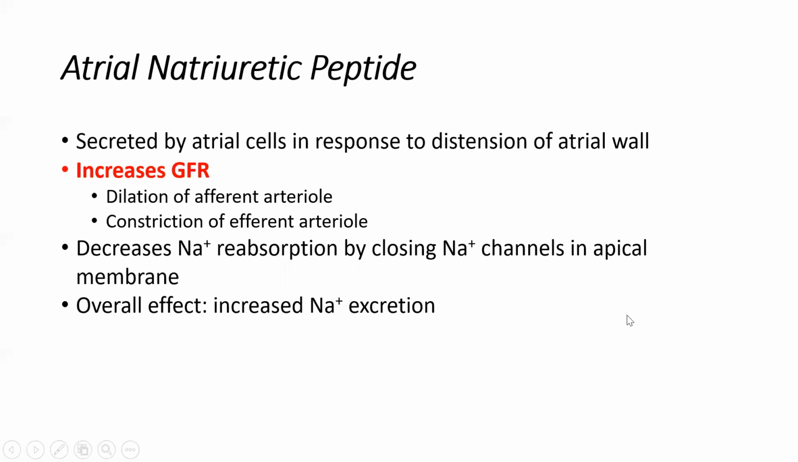And this is a hormone that is secreted by the atrial cells in the heart, right? So the walls of the heart are another important place where we can detect changes in blood volume, because the heart has to stretch and accommodate all of our blood volume. That's another really good place for us to be detecting any important changes in our blood volume. So in response to a distension of the atrial wall, we secrete this atrial natriuretic peptide.